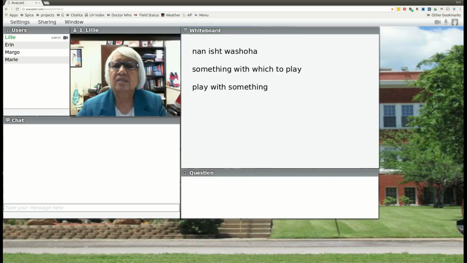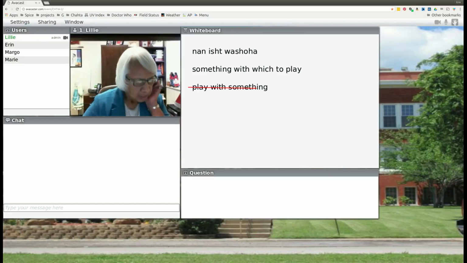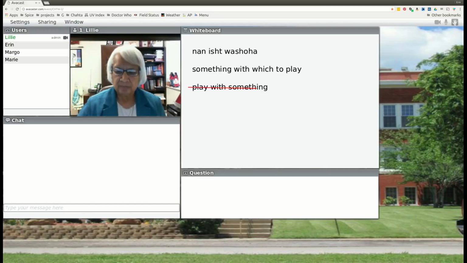play with something. I know a lot of people tend to think that because the isht is in there, it does mean with, but not in that context. It does not mean play with something. It means something with which to play. I'm going to give you a couple of examples along this line that's going to hopefully give you a better understanding.